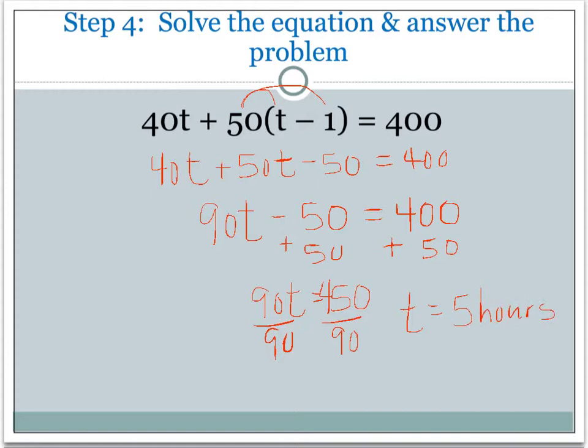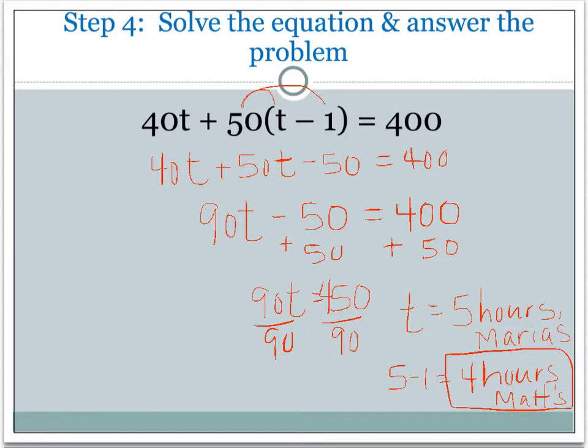Now, if you remember, we let t equal Maria's hours. So this is actually Maria's travel time. But the question did not ask us about Maria's travel time. It wanted to know how long Matt had to travel before they would be 400 kilometers apart. So we have to go back and remember that Matt's time was t minus 1 hours. And if t is 5, then we have 5 minus 1 is 4 hours. And that becomes Matt's travel time. And so that would be your answer.